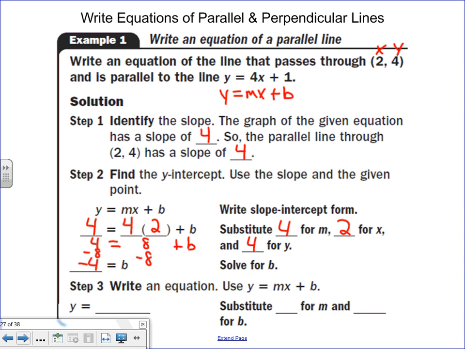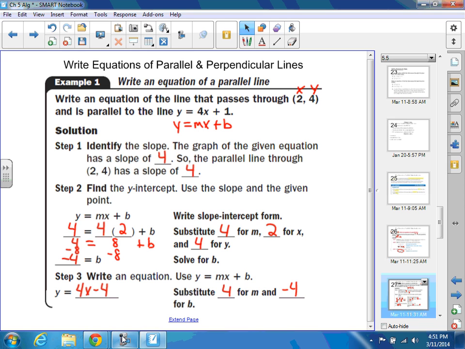The last step, step 3, is to write the equation in mx plus b form. We know that our m is 4, so we're going to put 4 in for m. And we just found out that negative 4 was b. So we write our equation in mx plus b form: y equals 4x minus 4. And we have written our equation. The next thing you can do here is try checkpoint number 1 on your own. If you have questions, please raise your hand and ask us.